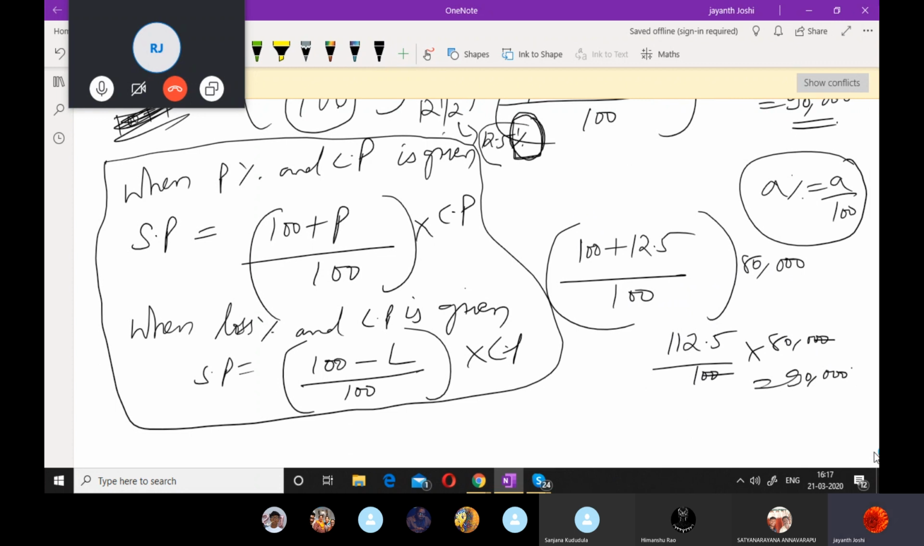Okay, so I solved this problem also. Take down last two questions and let us put a full stop to the chapter. I'm done with all problems of profit and loss. Take these two.